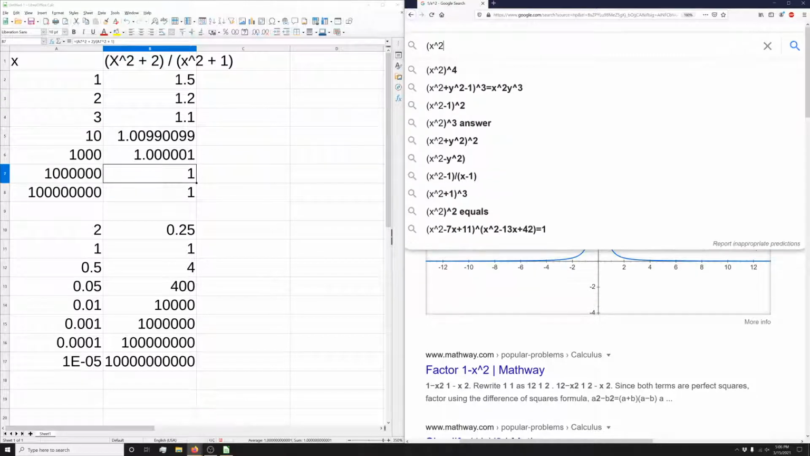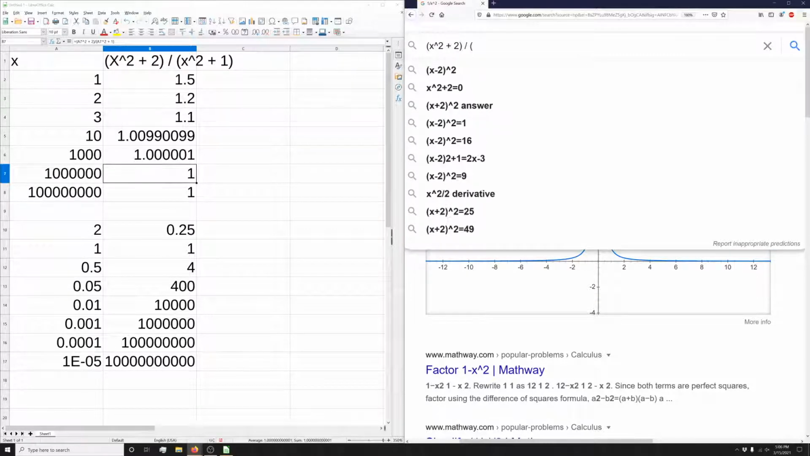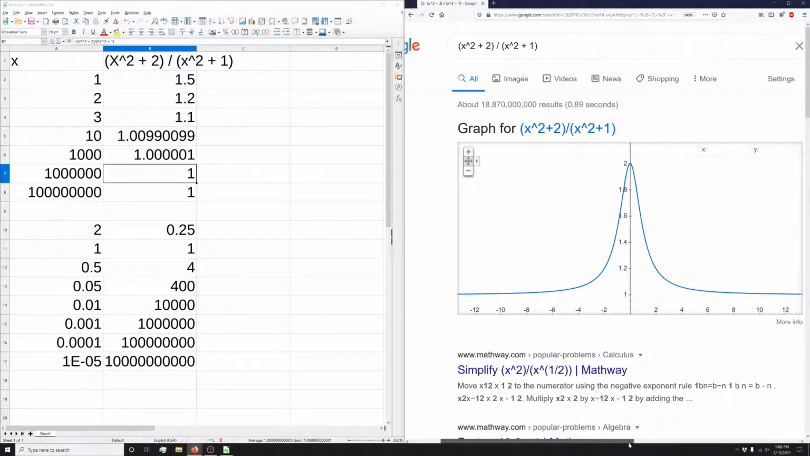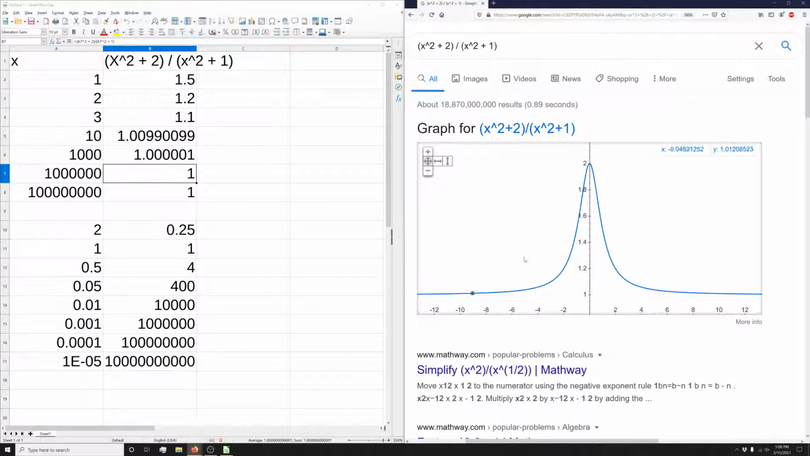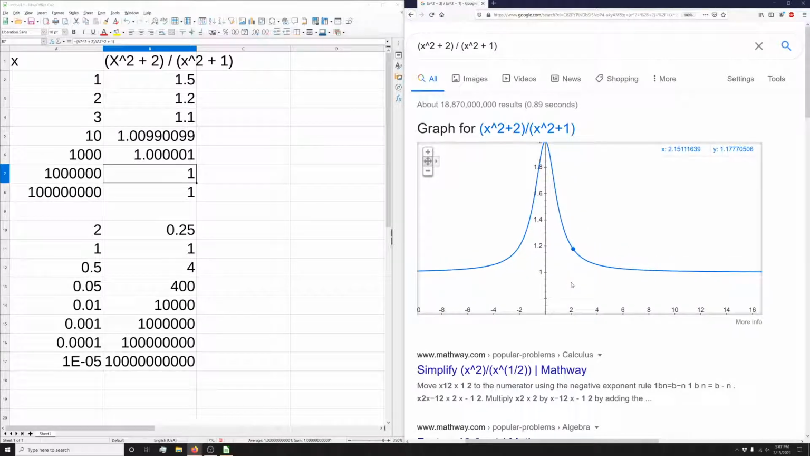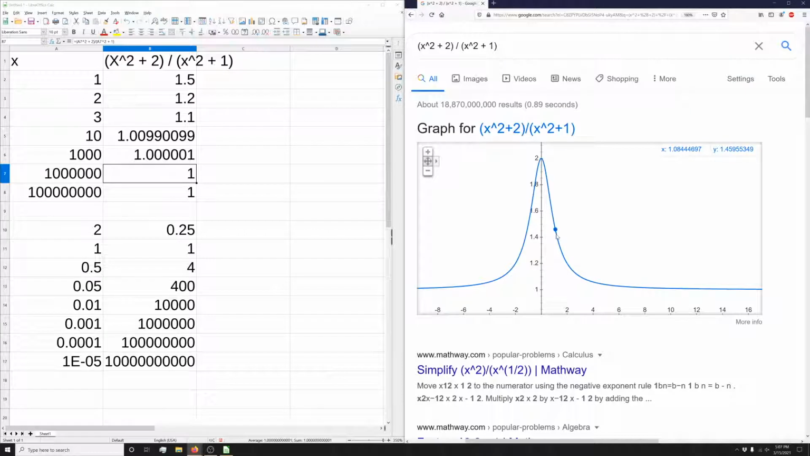Same idea if you want to plot this, divided by x squared plus 1. So we look at the graph using Google. So there we go. And again, we have a kind of bell-like shape function. And what we see here is that the function is coming down. And as we go out to positive infinity in the x direction, you can look at the value up top here for this y. And as we're getting further out, it's getting really close to 1.